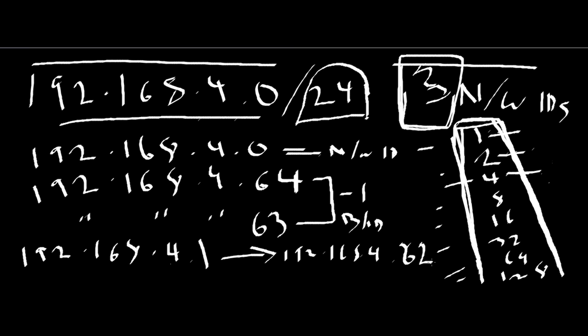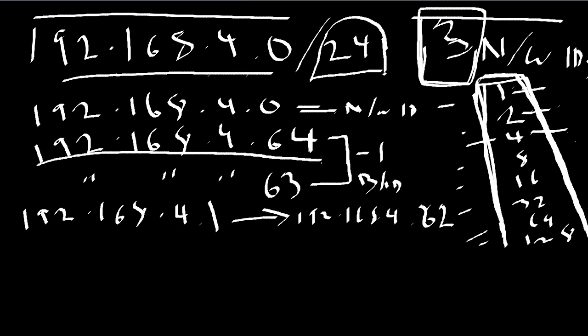So we could pick .64, knowing that the next network will be .128, right? So how do we solve for that? So automatically 192.168.4.64, that's your network ID. Since the next network is 192.168.4.128, you take 1 away from the 128 and you get 127. So that means 192.168.4.127 is your broadcast ID.